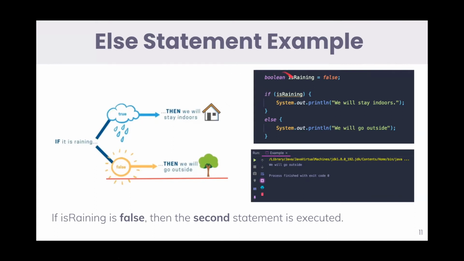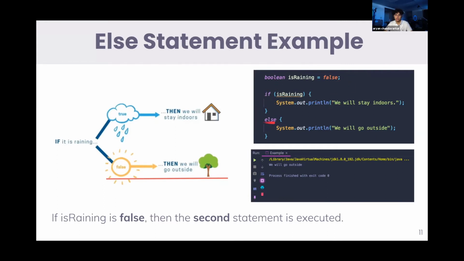Okay. So in this case, is raining is false. And so it runs through the program. The first part of it checks to see if is raining is true. So if it is true, then we will stay indoors. But we know that is raining is false. So the computer says, we're not going to do this one.